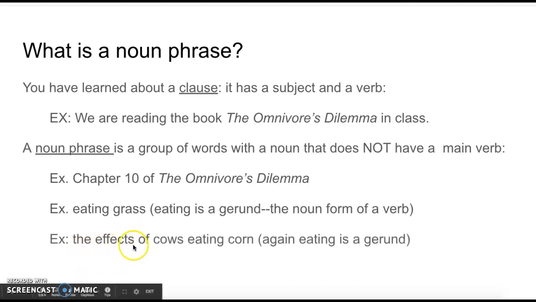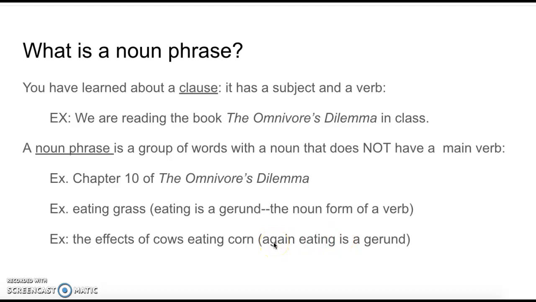And here, the effects of cows eating corn. So effects, that's a noun. And then we have a little bit more here to explain what kind of effects. This is a prepositional phrase, of cows eating corn. And again, eating is not a verb. It doesn't say cows are eating. It just says cows eating. That is a gerund, and this is a noun phrase.